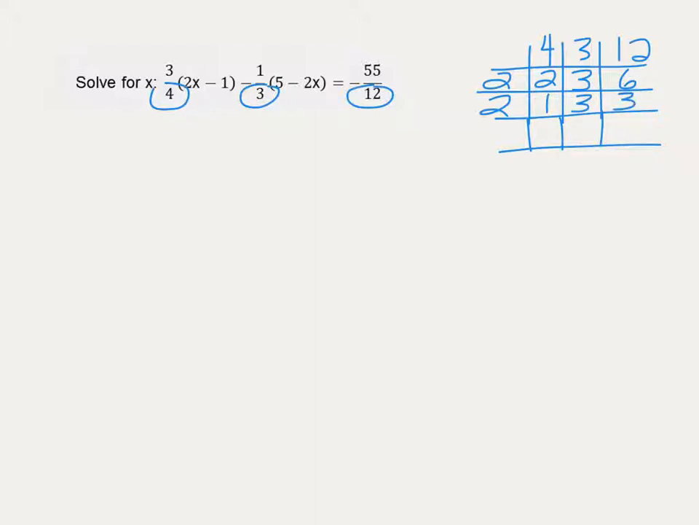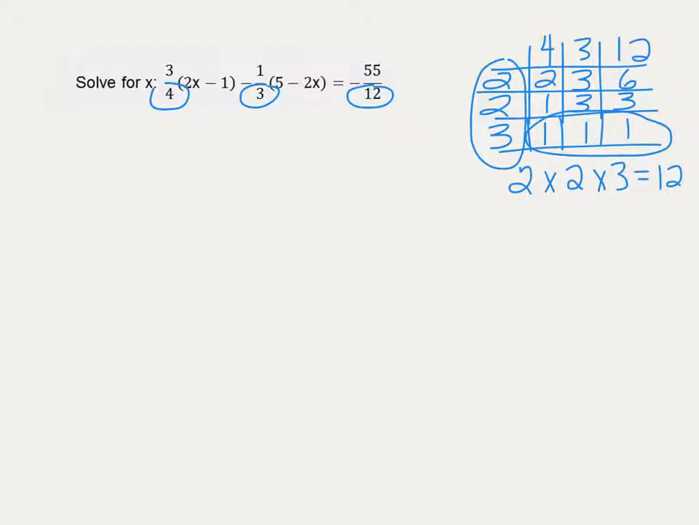We can't use 2, so we go to our next prime number, which would be 3. 1 divided by 3 would be 1, 3 divided by 3 is 1, and 3 divided by 3 is 1. That denotes that we are finished, and our lowest common denominator would be these prime numbers, which would be 2 times 2 times 3, which is equal to 12.